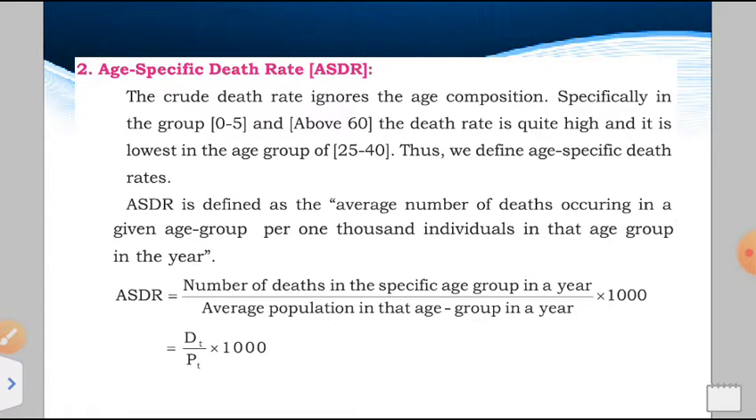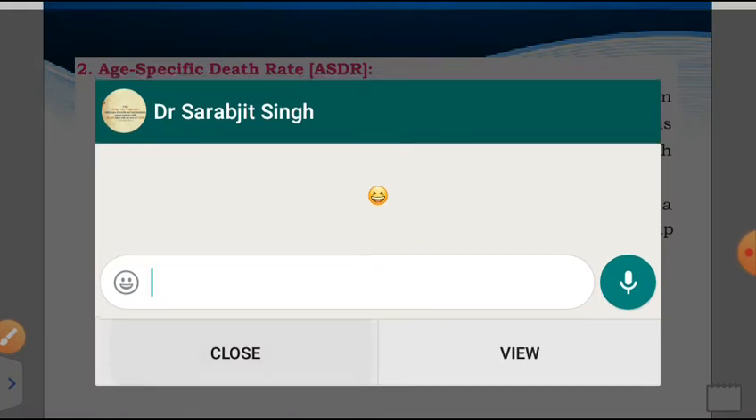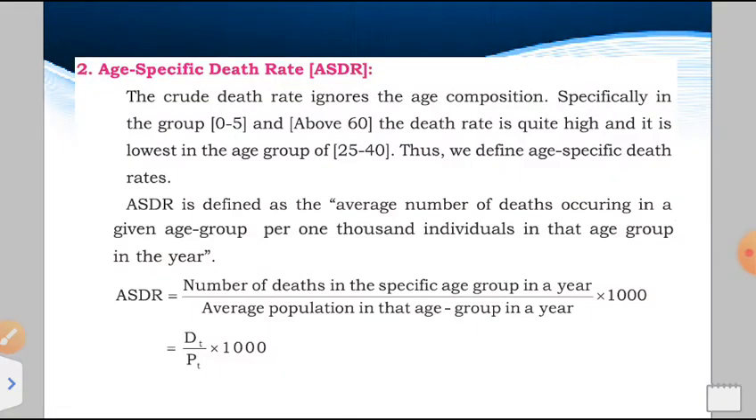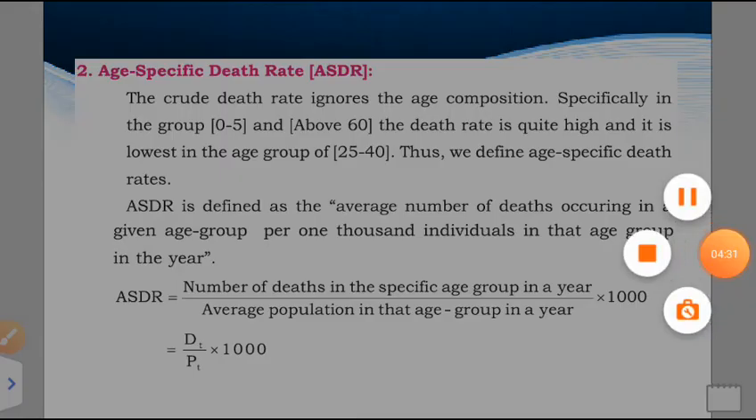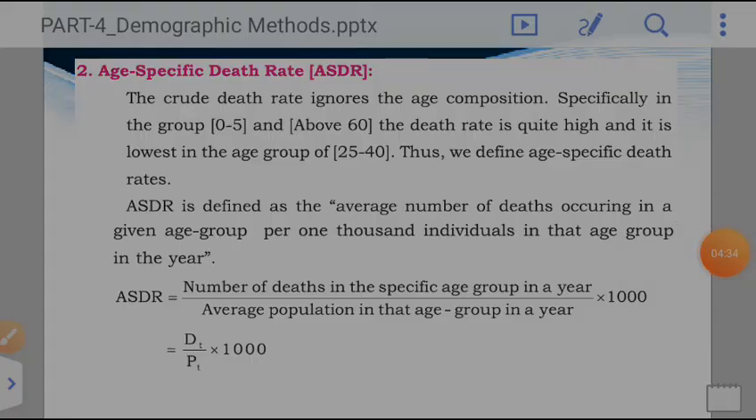So here, the ASDR formula is: we have to take the average number of deaths occurring in a given age group per 1000 individuals in that age group in a year. So we take how many deaths have happened in a particular age group, divided by the average population in that age group in a year, multiplied by 1000. So this is how we are going to do it.